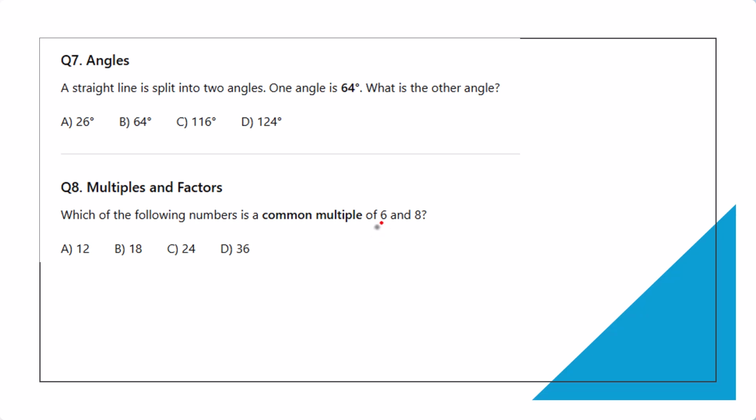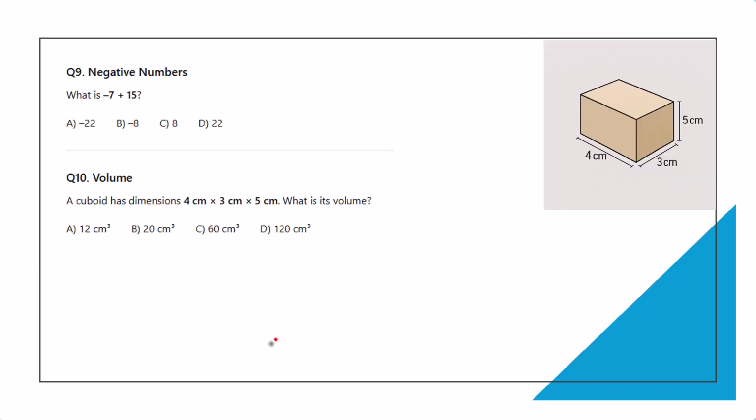Now, a common multiple of 6 and 8 basically means the number you find in the 6 times table and also in the 8 times table, because it says common. And that number is going to be 24. 24 is the only number you find in the 6 times table and in the 8 times table. So that is going to be 24. All right, now we go to question 9 and then question 10.